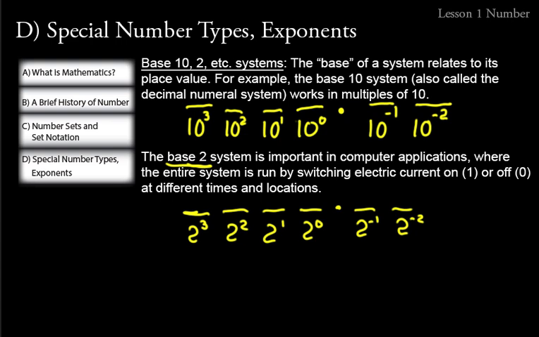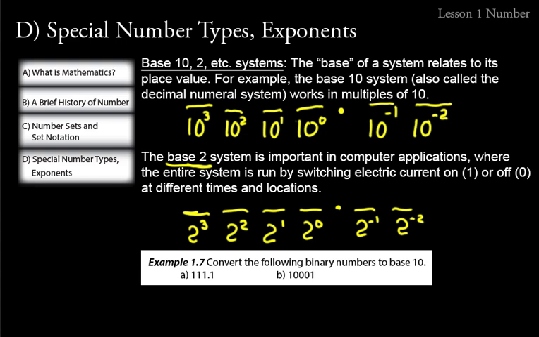Well, we must be able to, because if a computer is run off the base 2 system, and I mean, you're looking at a computer screen right now, there's not just a bunch of ones and zeros. Those aren't the only digits that you see on there. You see base 10 digits all over. So there must be some way to convert. Let's do that right now.